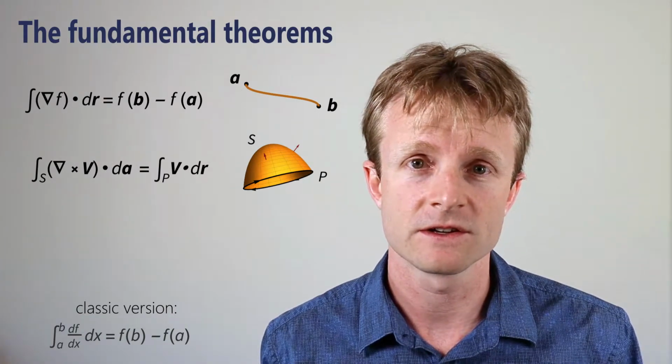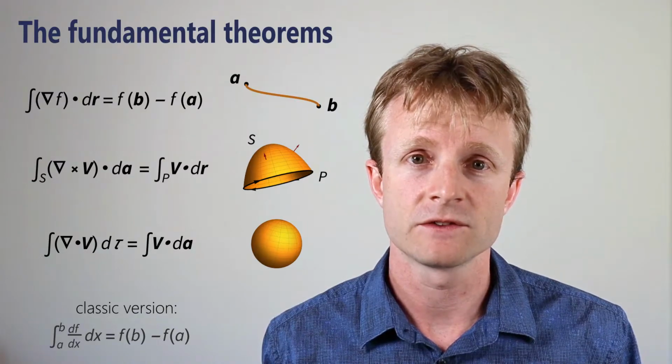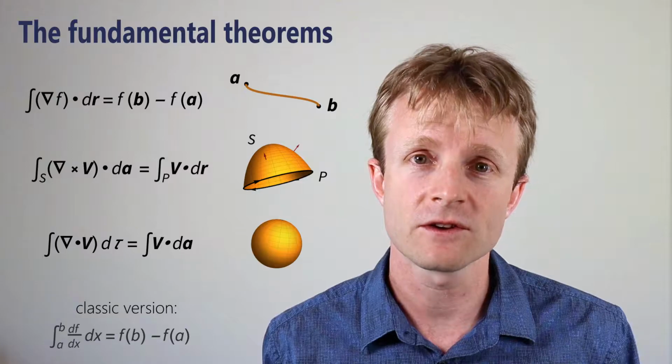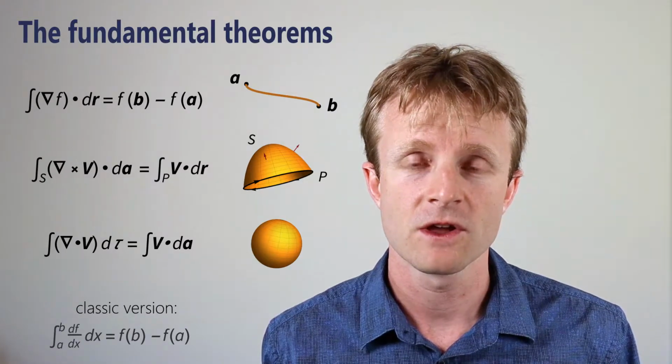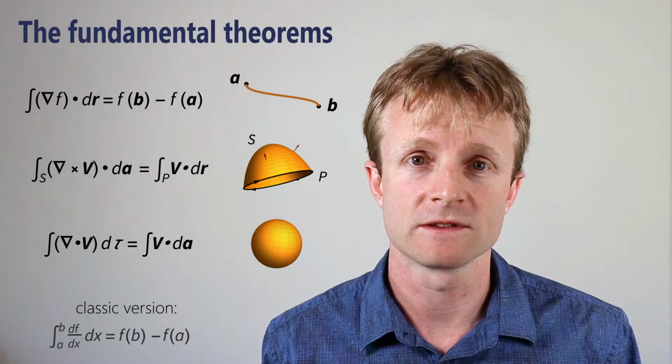And the last incarnation of this theorem is called the divergence theorem. It tells you that the volume integral of the divergence of a vector is given by a surface integral of the vector, where the surface is the surface bounding the volume you considered.